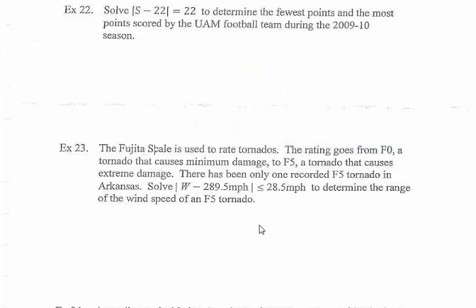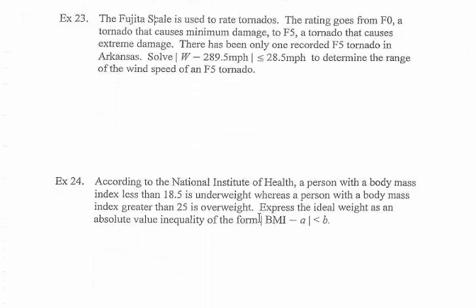So a lot of times this just amounts to pulling out the absolute value equation or inequality and solving it as we normally would. 23 is talking about tornadoes. Here's our absolute value inequality, and it's using an inequality to communicate a range of tornado speeds. Alright, and we have the absolute value part isolated by itself and a less than symbol. And so we're dealing with the intersection.